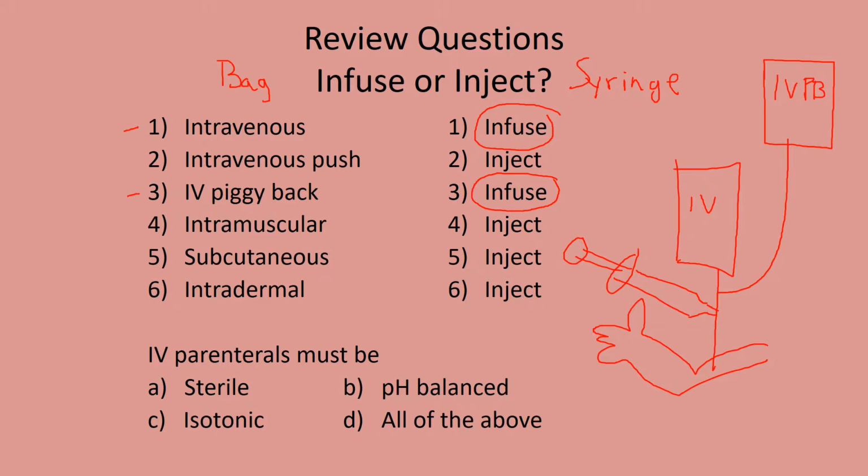IV parenterals must be sterile, isotonic, pH balanced, all of the above. So definitely sterile. pH balance, so remember that number needs to be around 7.4. Isotonic, yeah, that number needs to be around 300 milliosmoles. So the correct answer, all of the above.